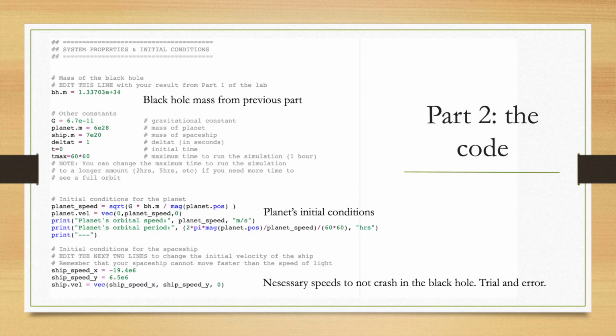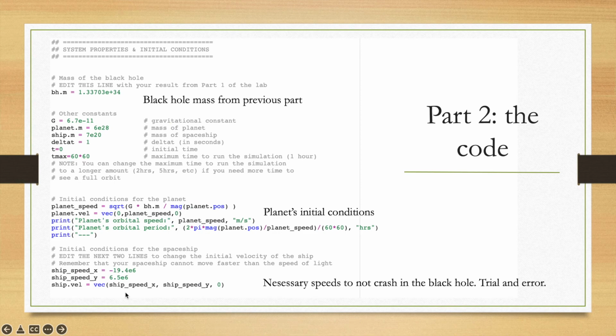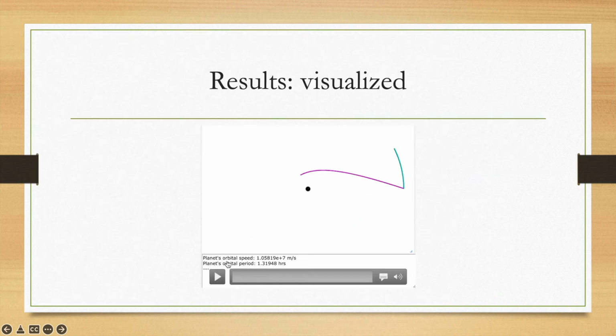And in the previous part that I didn't mention was that the ship speed that we're using in this part, we found it using trial and error. So by using these speeds, we can see in our simulation that the ship, whose trajectory is the magenta line, just slightly hovers around the black hole, but then it goes out and the planet is just circling around the black hole.